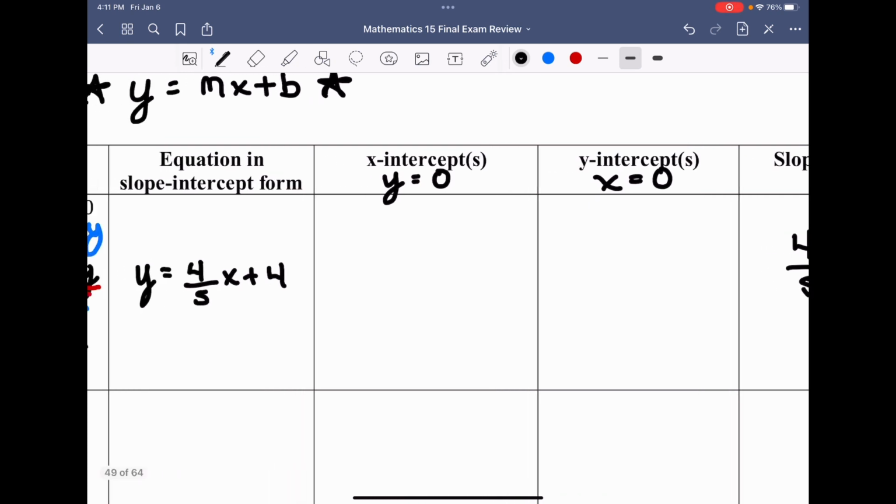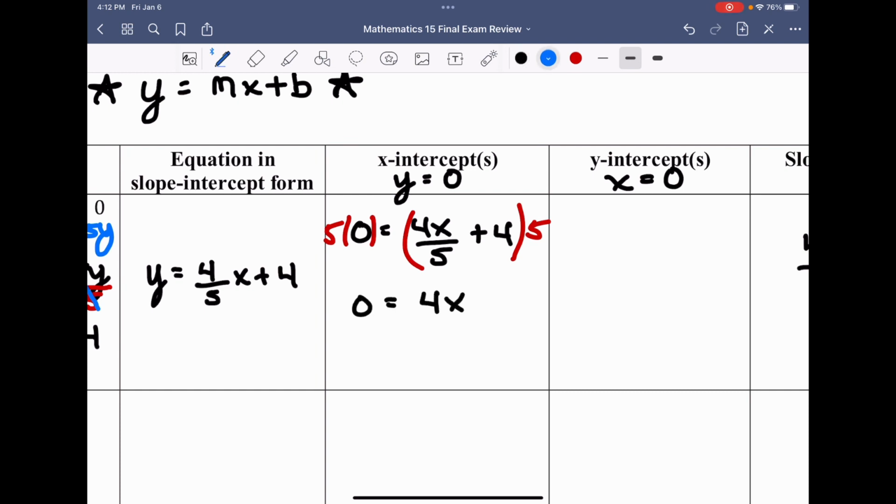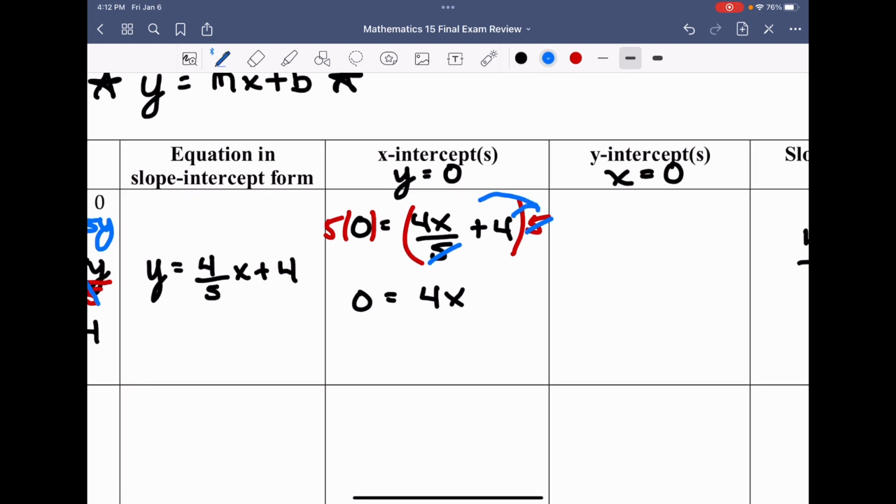But to calculate our x-intercept, let's let y equal 0. 0 is equal to 4x over 5 plus 4. I'm going to multiply both sides by 5 to get that 5 out of the denominator. Therefore, I get 0 is equal to 4x, because the 5 and the 5 go away. 5, remember, has to distribute to both of these, giving me plus 20. I'm going to subtract 20 across, getting negative 20 is equal to 4x. I divide both sides by 4, and therefore I get x is equal to negative 5.